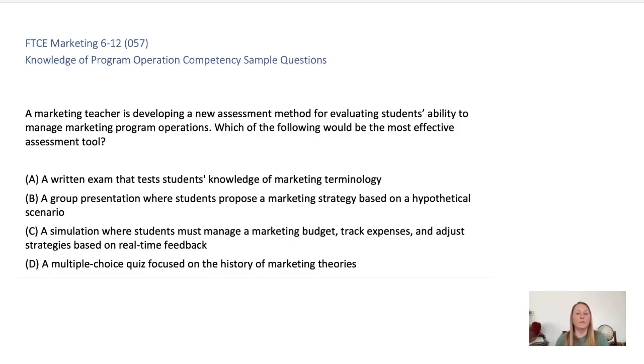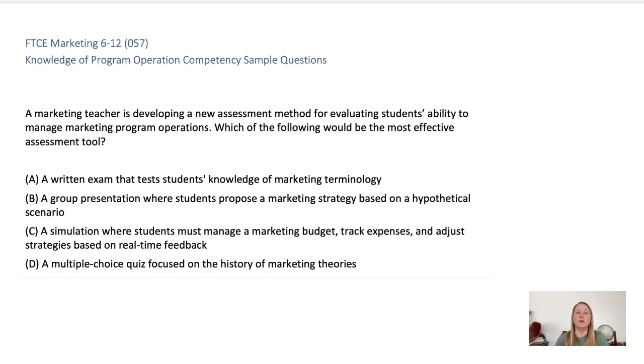A marketing teacher is developing a new assessment method for evaluating students' ability to manage marketing program operations. Which of the following would be the most effective assessment tool? A. A written exam that tests students' knowledge of marketing terminology. B. A group presentation where students propose a marketing strategy based on a hypothetical scenario. C. A simulation where students must manage a marketing budget, track expenses, and adjust strategies based on real-time feedback. Or D. A multiple-choice quiz focused on the history of marketing theories.